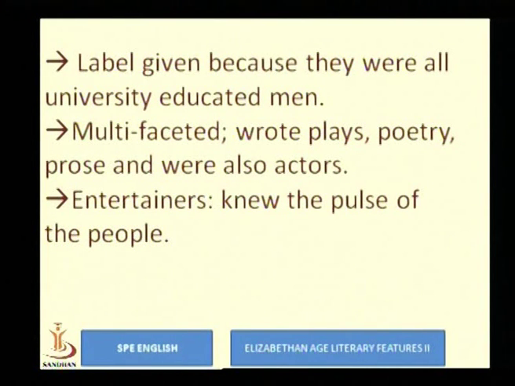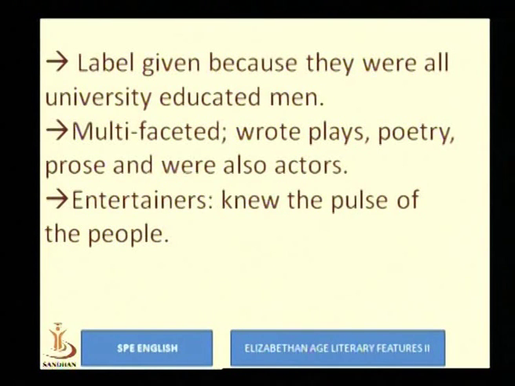The second feature that you will find is that these 6 of them were multifaceted. In what way? Not only did they write plays, they also wrote poetry and prose, and were also actors who performed in the plays that they wrote. They were sheer entertainers. They entertained because they knew the pulse of the people for whom they were performing.